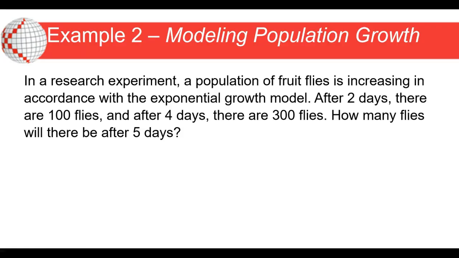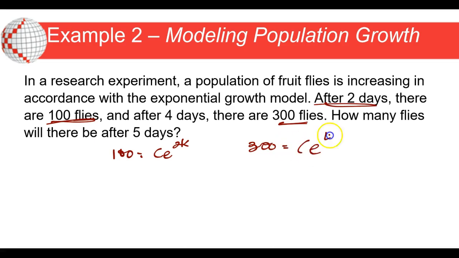Example number 2. Again, you could either use PERT or the formula that they gave us. This time it says it starts with 100 flies. So it's Ce^(2k) after 2 days, so k times 2 is 2k. And then there's another formula over here that says 300 flies after 4 days. So over here, I'm not really sure what C is.